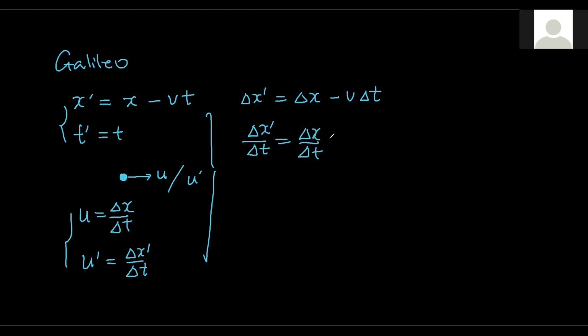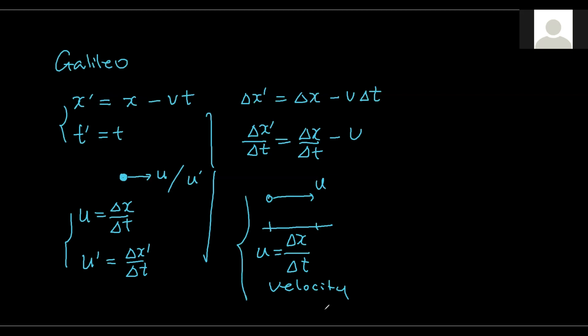Have you studied the average velocity formula? If the object is moving from here to here, the displacement is delta x and the time taken is delta t, so the velocity equals the ratio. Do you remember what velocity is? It is the rate of change of displacement. Right, that is velocity.